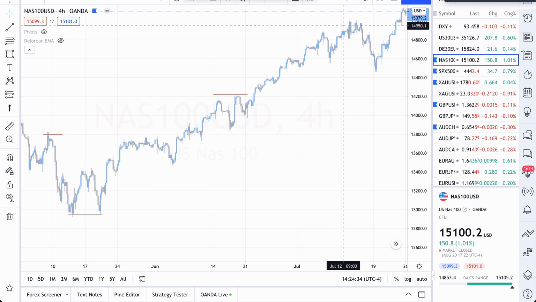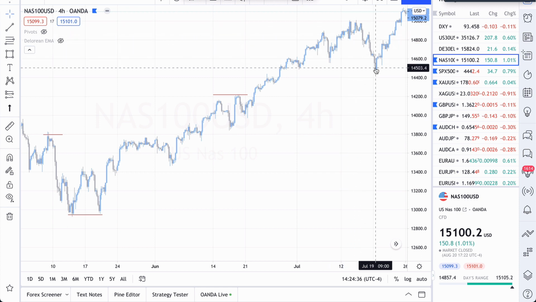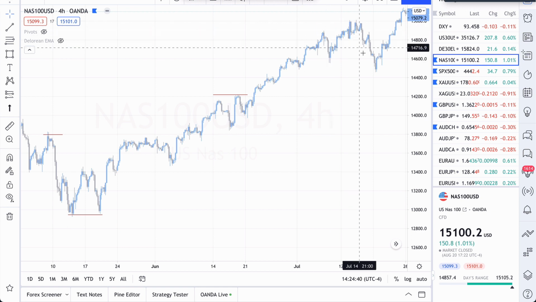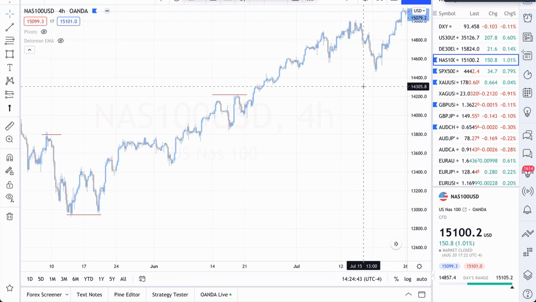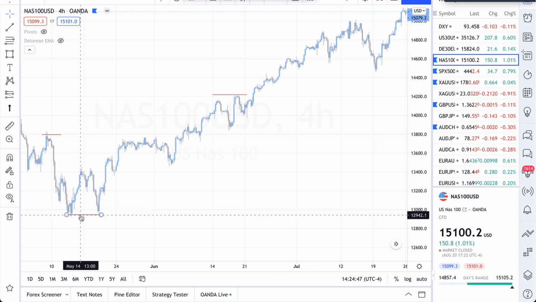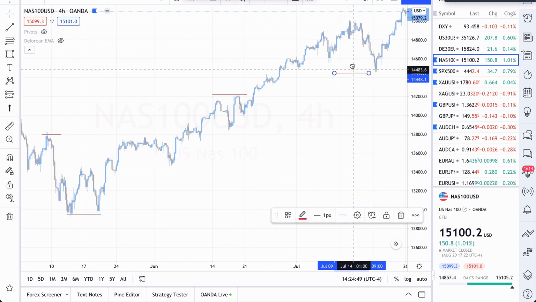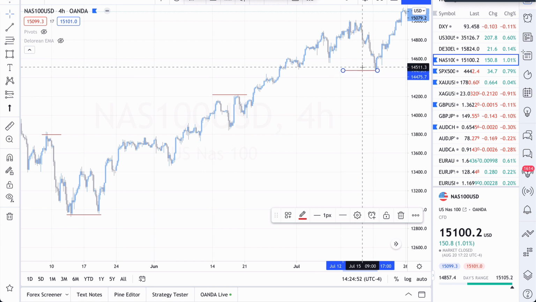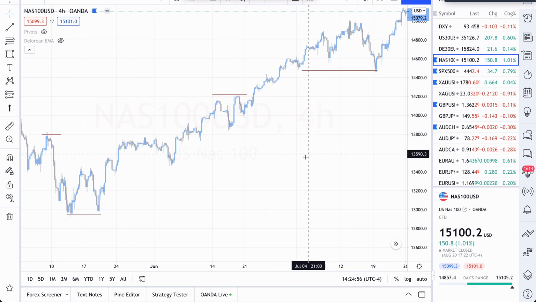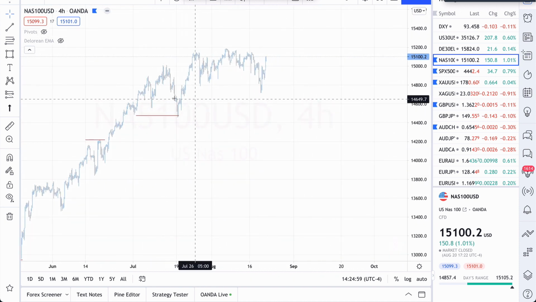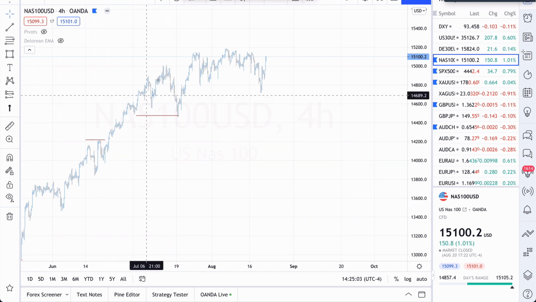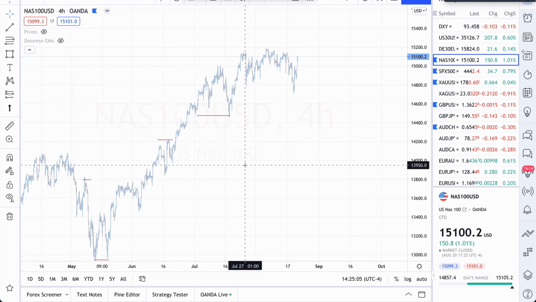The next swing is here. You could say this low, but it came lower than this low. So I'll say my next swing is right in here. That's my swing low. So I'll take this. There's my swing low. This was the last swing low in this run. Does that make sense?